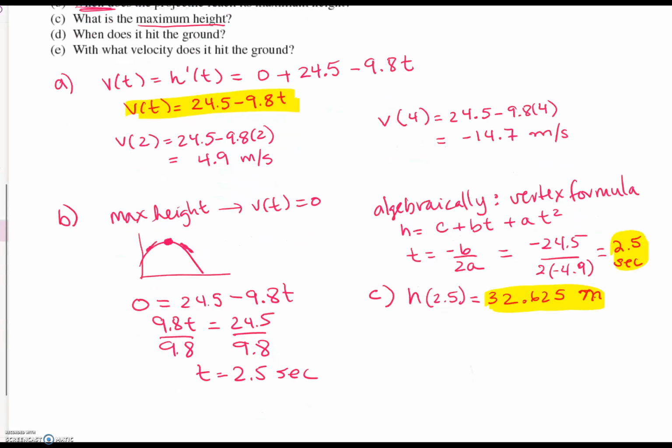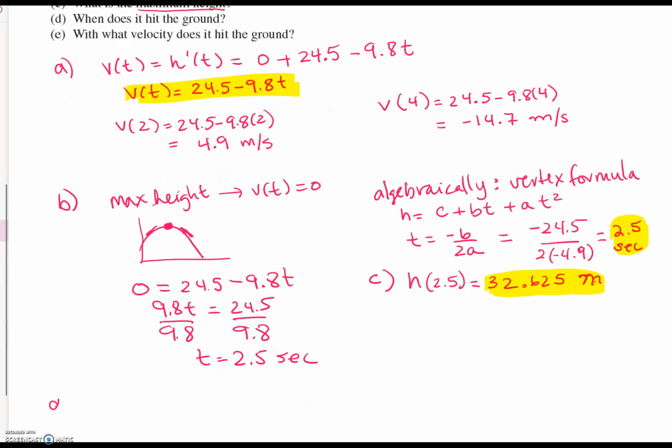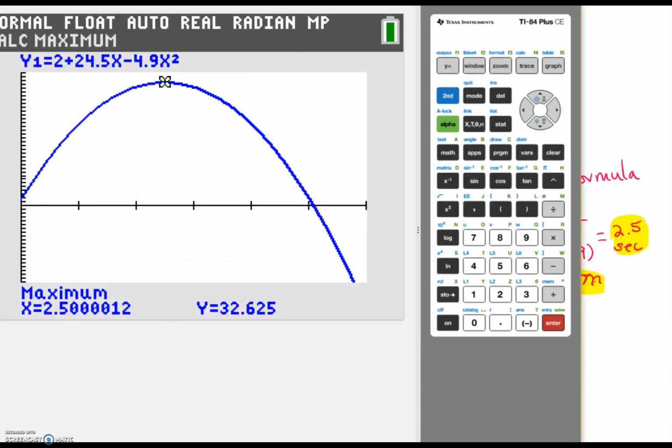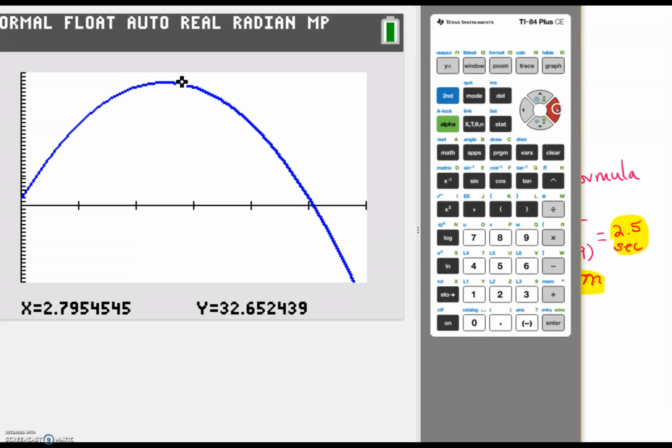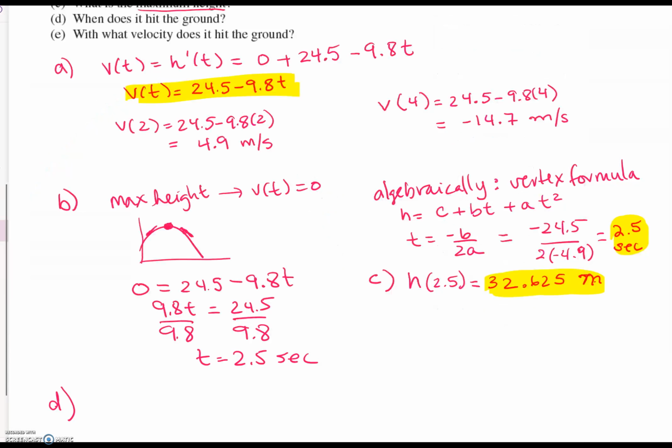Part D says, when does it hit the ground? So our picture is looking something like this. It goes up, reaches the highest point, and then it keeps coming to the right. And when does it hit the ground? Well, basically it hits the ground when I go all the way down here to the x-axis. Right there, it hits the ground, which means all I'm looking at is a t-intercept. When it hits the t-axis, that's when it hits the ground.